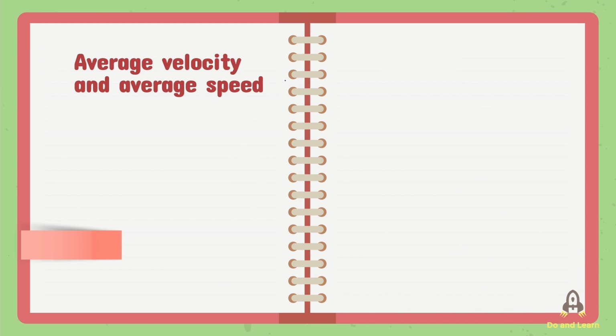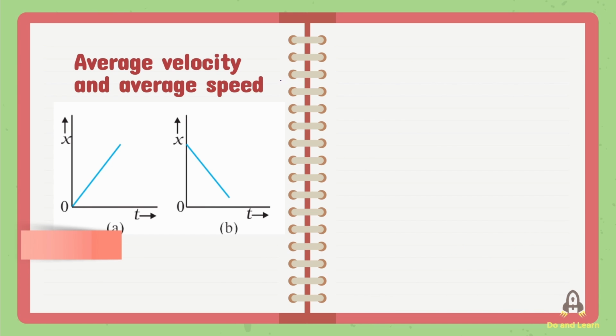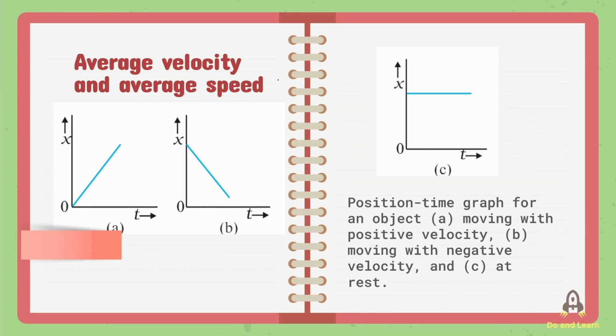Let us continue with average velocity and average speed, the graphical representation. The first graph represents the position time graph for an object moving with positive velocity. The second graph, B, is moving with negative velocity, and C is at rest.